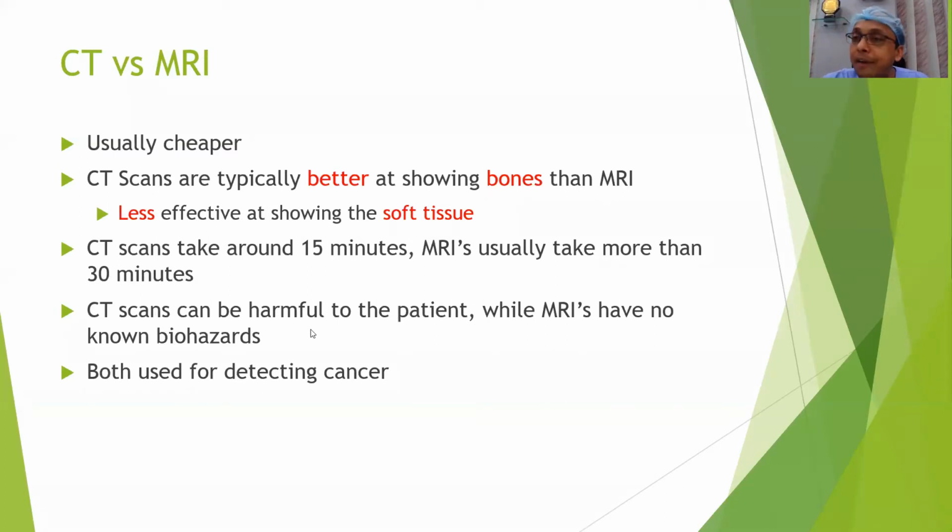CT scans can be harmful to the patient, and you know why? Because CT scans use ionizing radiation like X-rays. That's why it is bad for the patient, while MRIs have no known biohazards, okay? But both are used for detecting cancer. In fact, for osteosarcoma, a tumor or cancer of the bone, CT scan is actually better for understanding it than MRI.